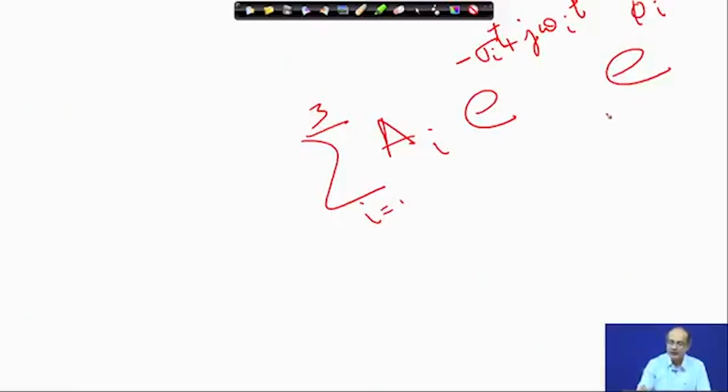Now, if we take the signal and keep the values of sigma_i and omega_i constant, but change phi_i, you will see that it does not change the spectra. You can take the Fourier transform and look at the amplitude spectra. The amplitude spectra does not change, but the phase spectra will change because of phi_i.